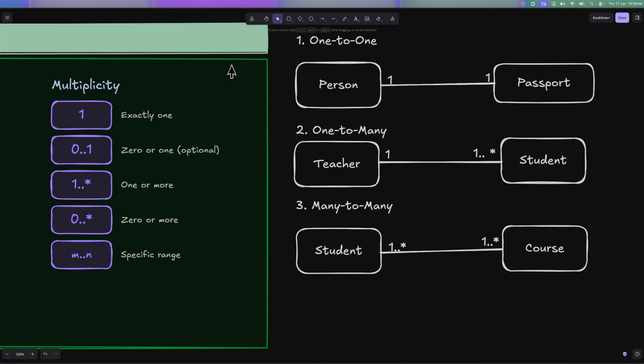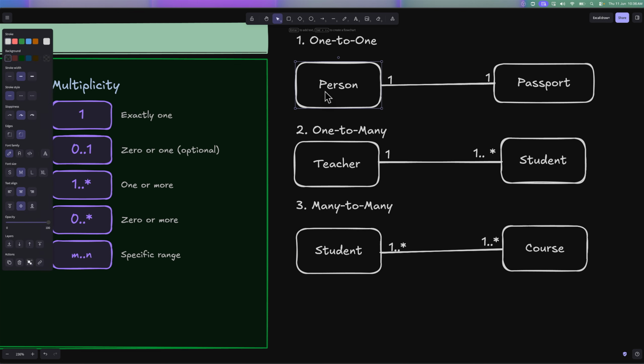Now that we have understood the concepts of relationships and the various relationships in object oriented programming, let's talk about one small concept, that is multiplicity. For example, take this: you have a Person class and a Passport class. What multiplicity tells is how many objects of the Person class can connect to a single object of the Passport class.